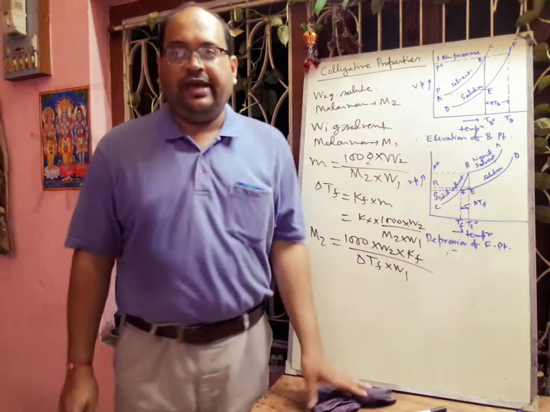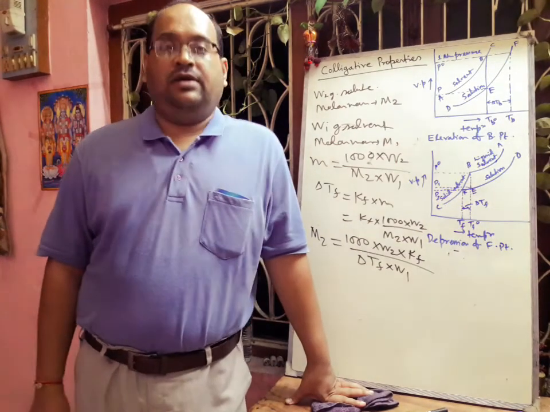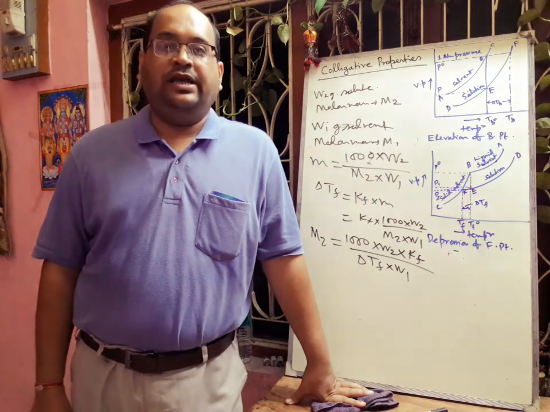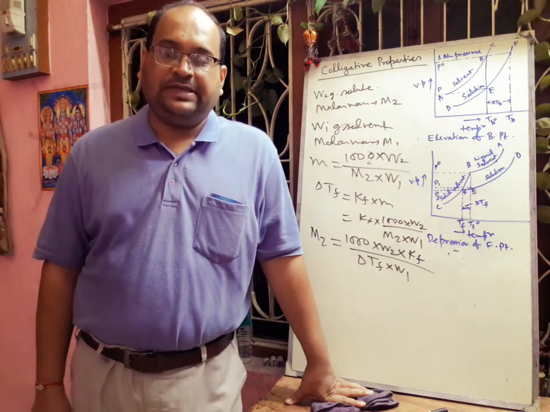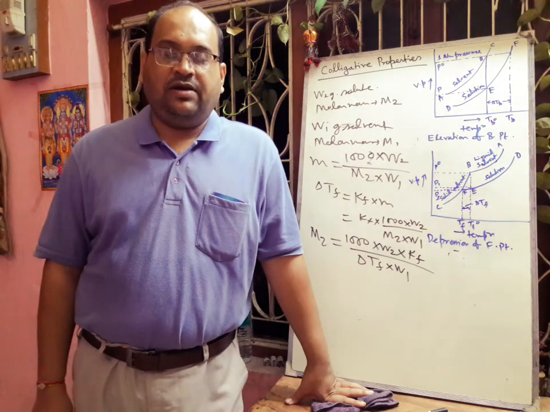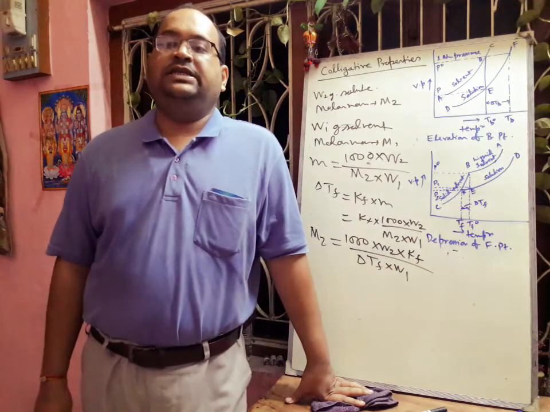So in this way we have completed the three colligative properties. One is relative lowering of vapor pressure, second is the elevation of boiling point, and third is the depression of freezing point.